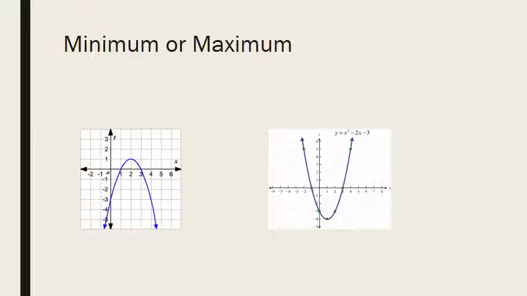Looking at this first graph here, do we have a lowest point? Well, we see that the arrows keep going down. This parabola goes down to negative infinity, so there is not a minimum point. Do we have a maximum point? Yes, that's the highest point on this graph. Right here, we see the highest point on the graph is 2, 1. So this has a maximum.